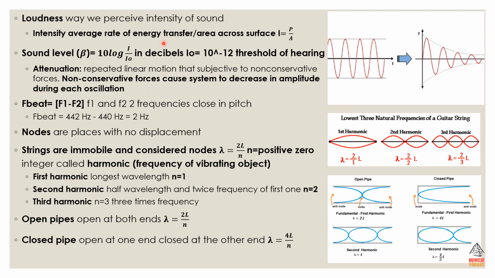Next we have loudness. Loudness is the way we perceive the intensity of the sound. And then intensity is the average rate of energy transfer across a surface, divided by area. Sound level is equal to 10 log of I divided by I0, in decibels, and I0 is 10 to the power of negative 12, and that's the threshold of hearing.